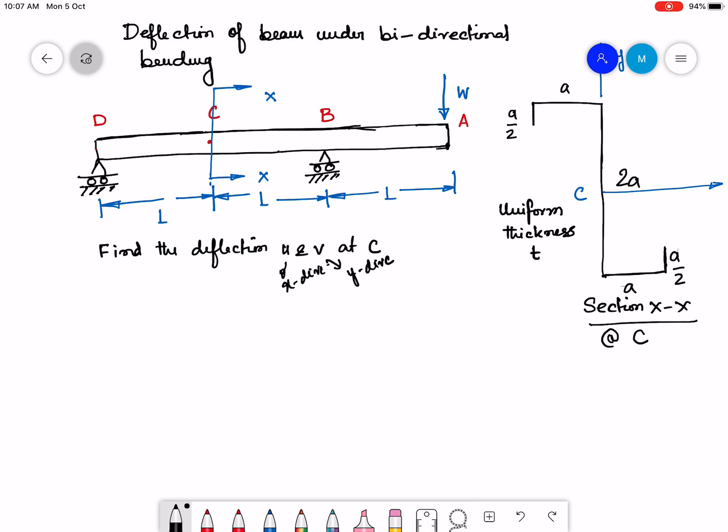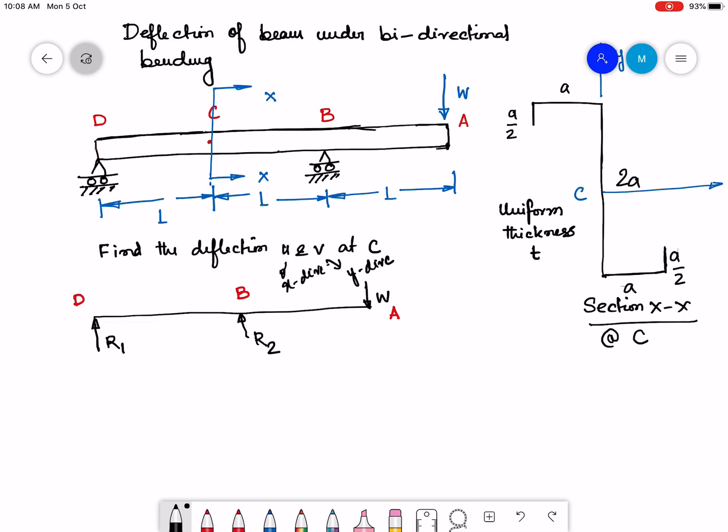As you may be able to appreciate, the first step to go ahead with solving this problem is to find out the bending moment at C, or the moments Mx and My at C. So let us do that. Let me redraw the beam, and consider that the reactions at the two simple supports B and D are R1 and R2, and W is the load applied at the free end. So this is D, this is B, and this is A.